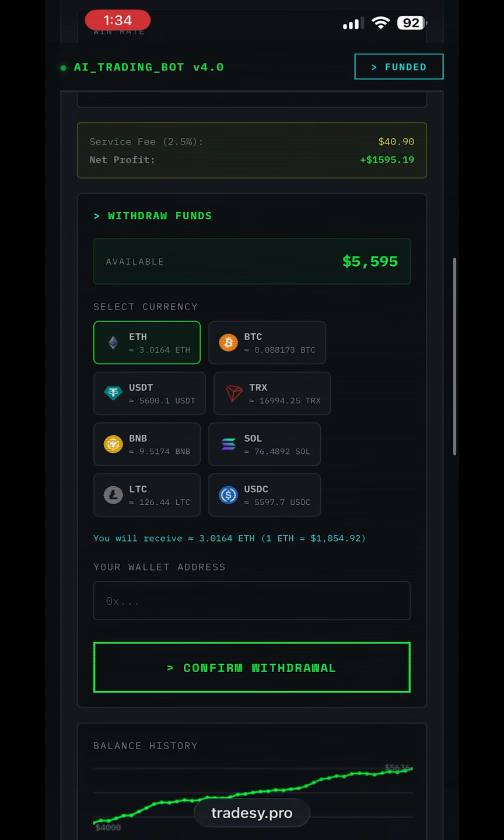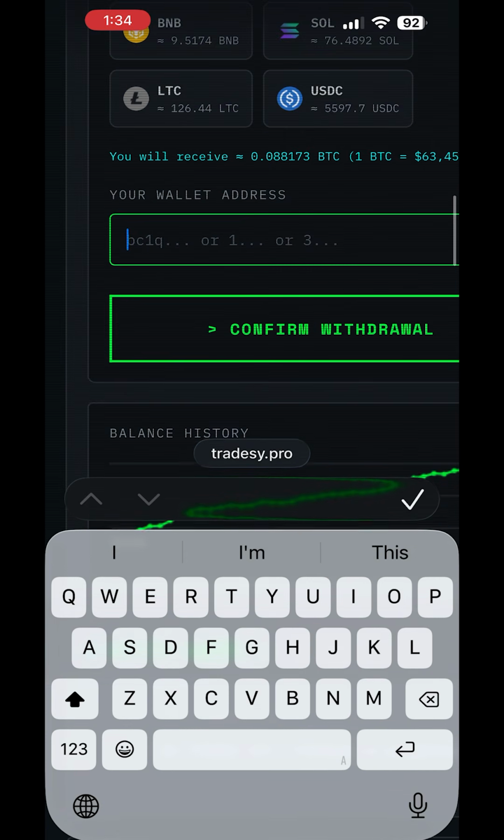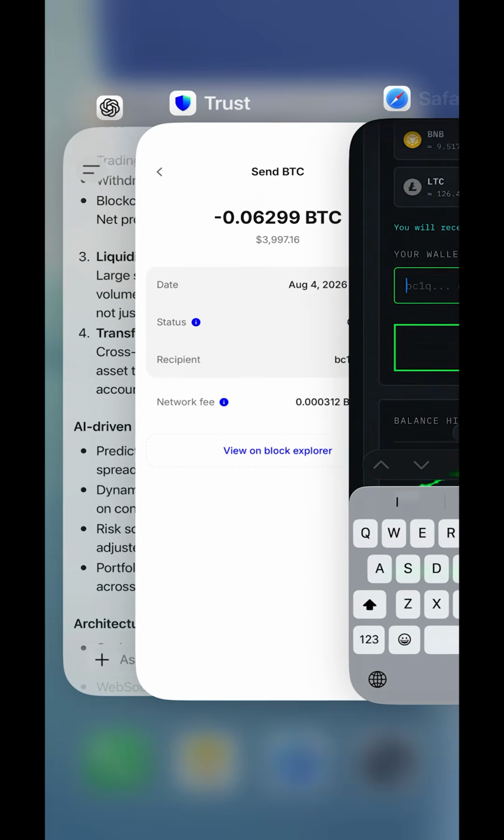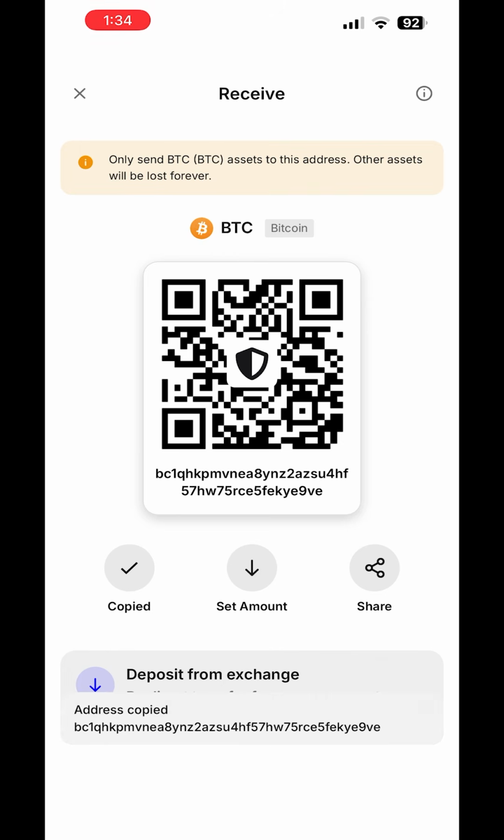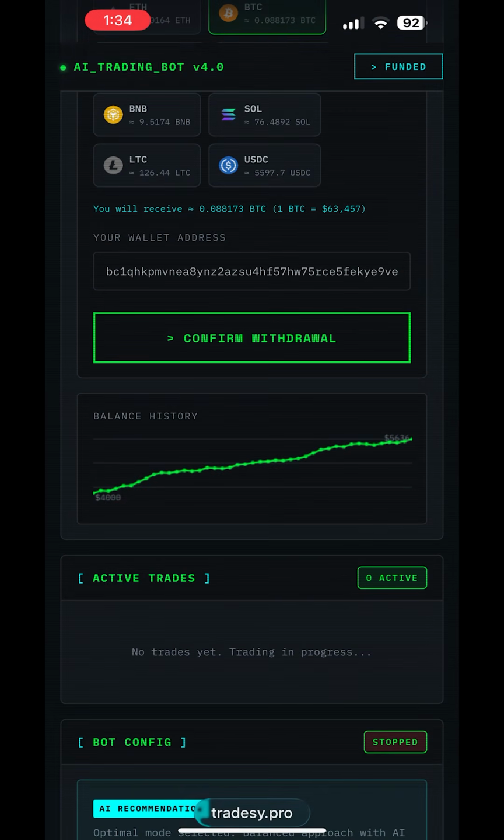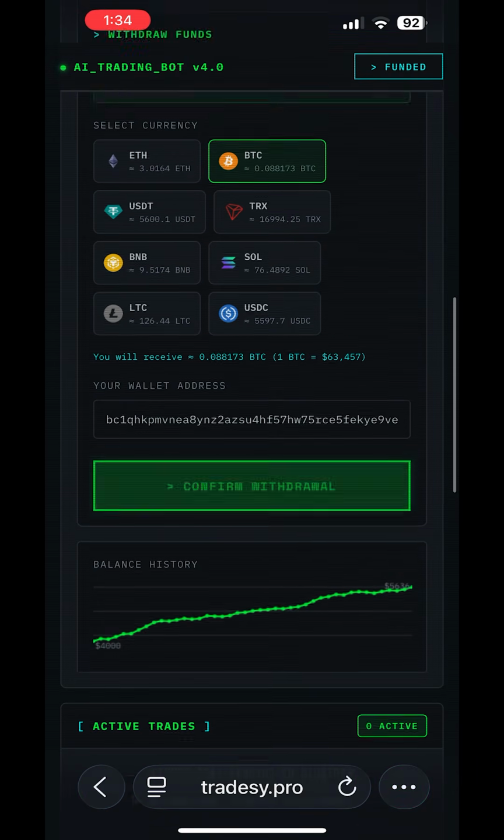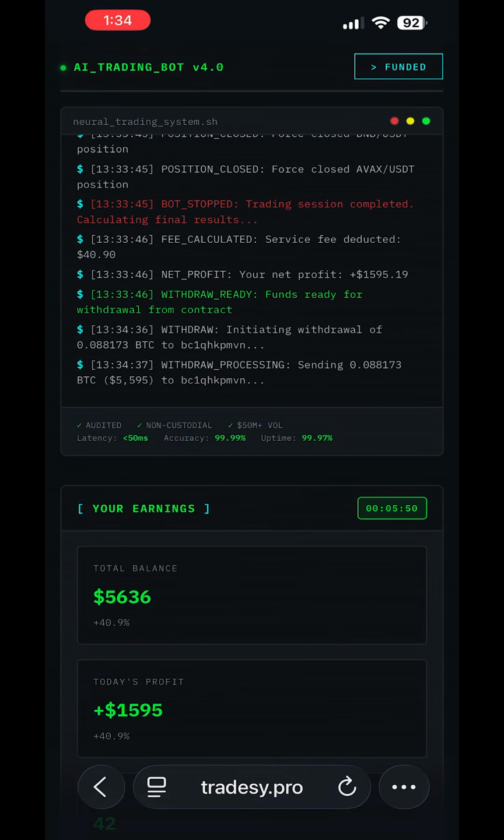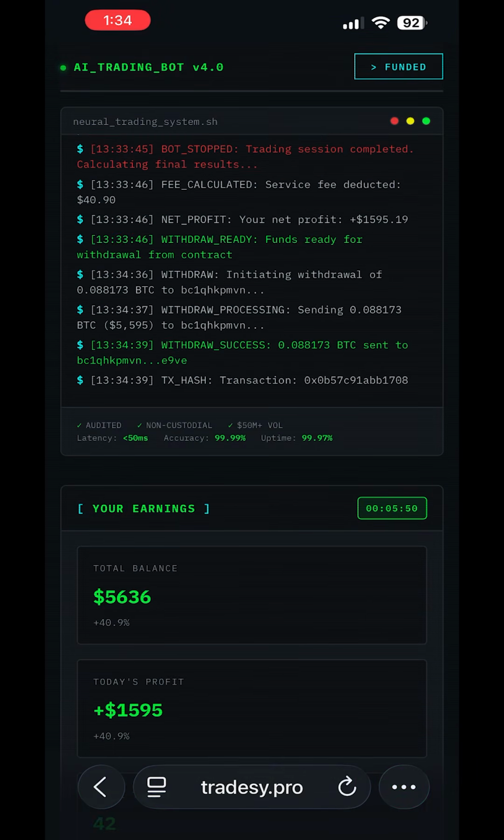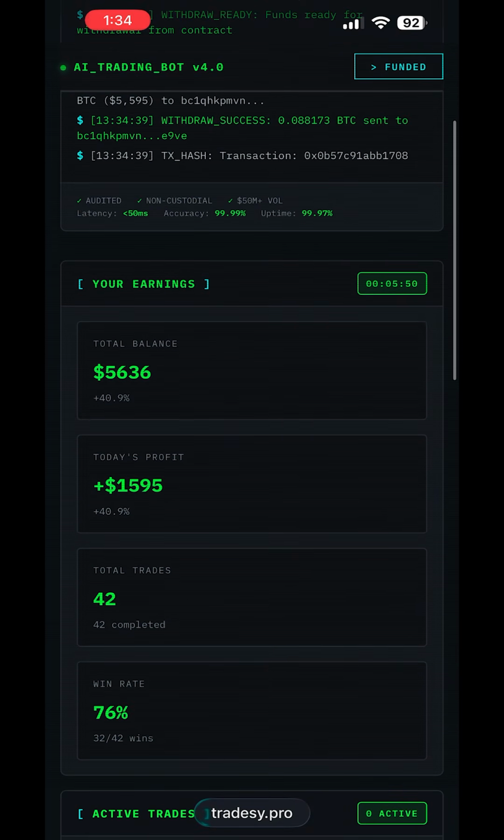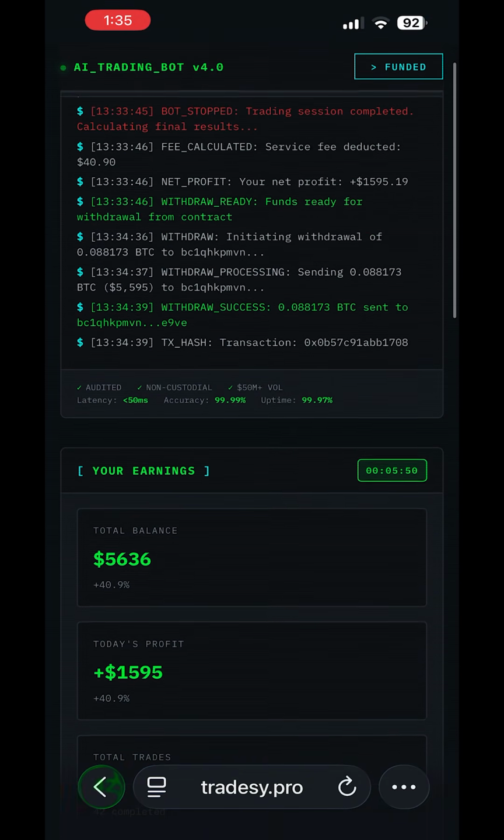So withdrawal now, asset Bitcoin, selecting that, receiving address goes in here, one moment. Double checking that before moving forward, always worth the extra few seconds. And confirming. Okay, protocol picked it up. Few seconds to process.